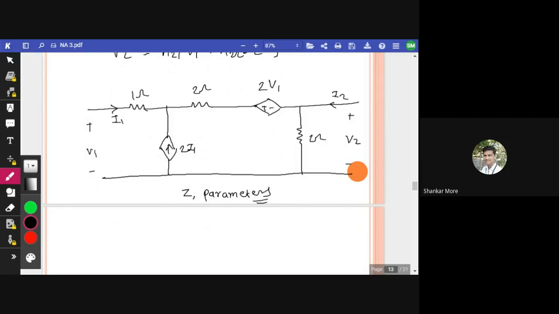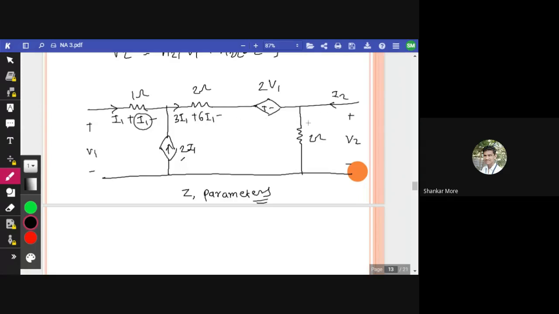Okay, so while you are finding the Z parameters, I will solve here. Okay, so the voltage across this will be I1. All right, voltage across this will be, now see, 2 I1 is coming from this branch, 1 I1 is coming from this branch, so it will be 3 I1 here. So 3 into 2 is 6 I1 voltage across this resistance.